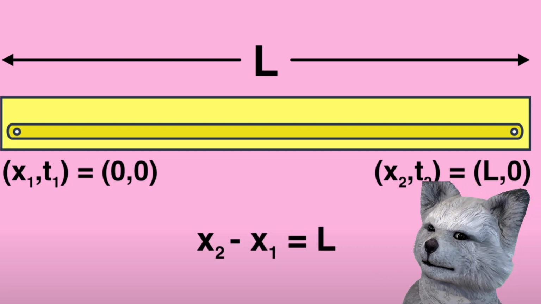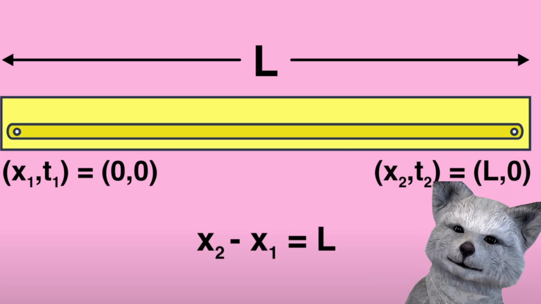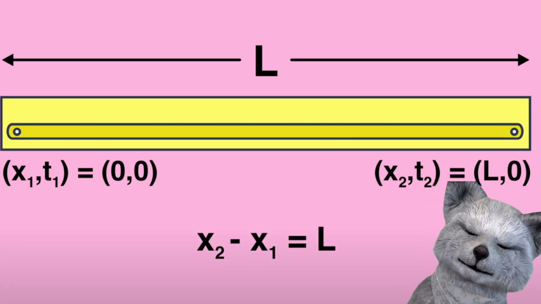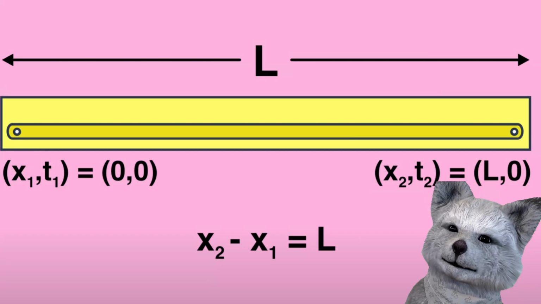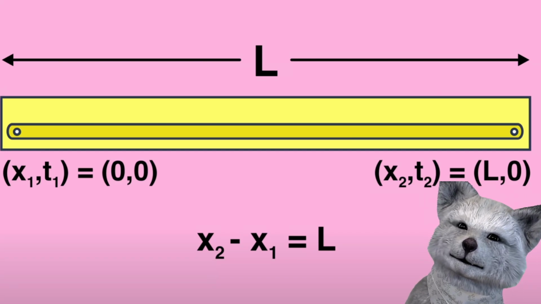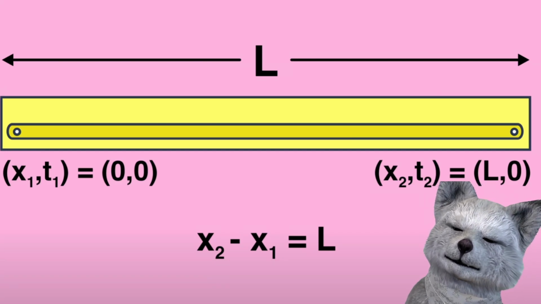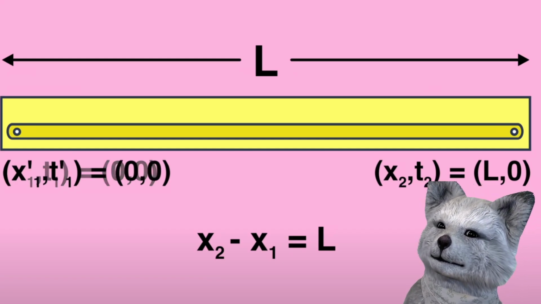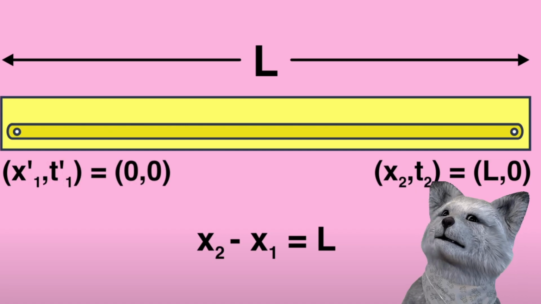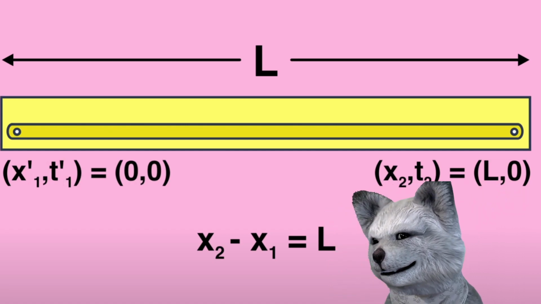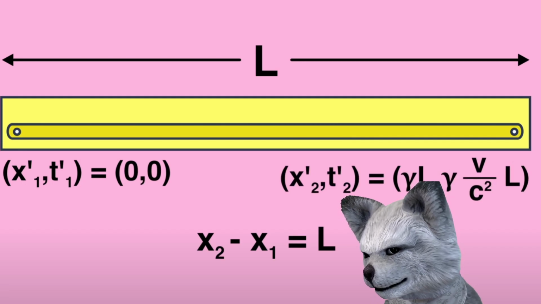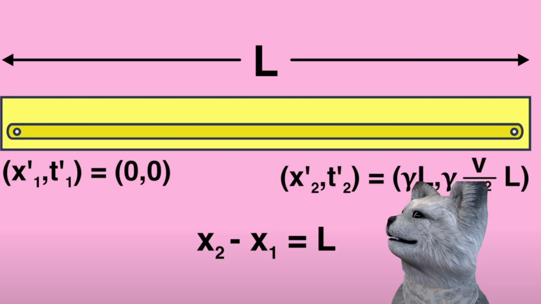Putting this in terms of x's and t's, we would say x1, t1 equals 0, 0, and x2, t2 equals L, 0. So let's put those into the Lorentz transform equations and see what the primed observer sees. For location 1, you get the same 0, 0. But for location 2, you get x2 equals gamma L, and t2 equals gamma v over c squared times L.